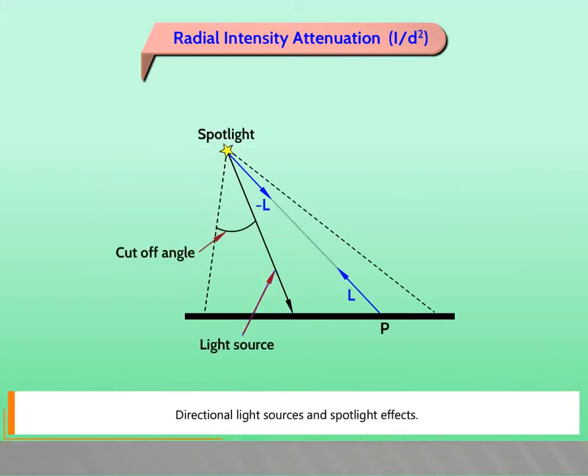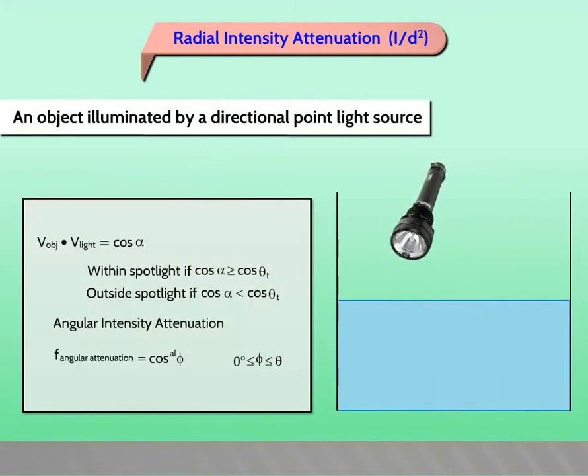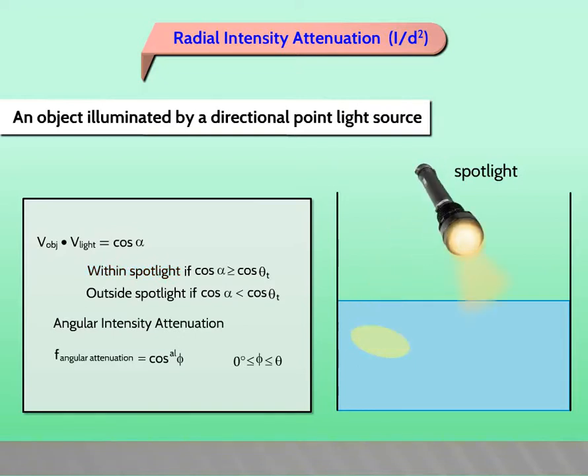The directional light sources and spotlight effects. An object illuminated by a directional point light source. V_object dot V_light is equal to cos alpha. Within the spotlight, if cos alpha is greater than or equal to cos theta_l. Outside the spotlight, if cos alpha is less than cos theta_l. Angular intensity attenuation. f_angular attenuation is equal to cos to the power a_l of phi, for 0 degrees less than or equal to phi less than or equal to theta.